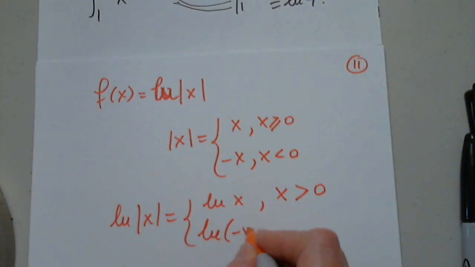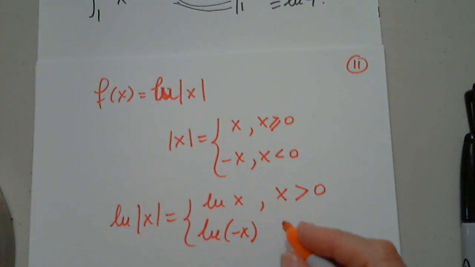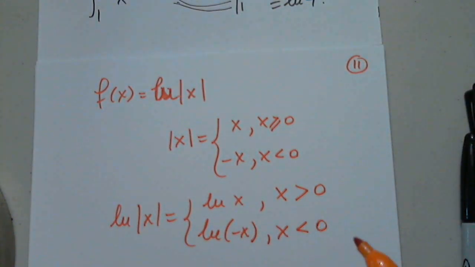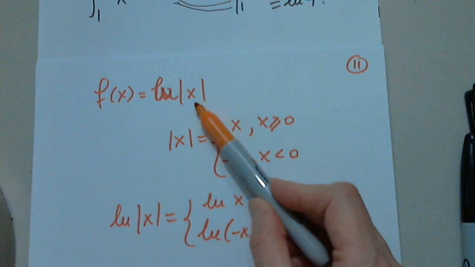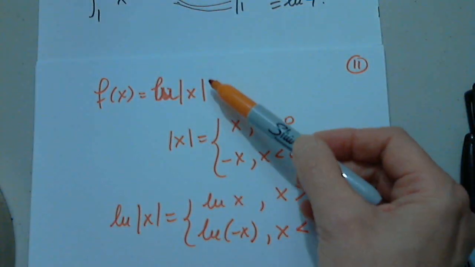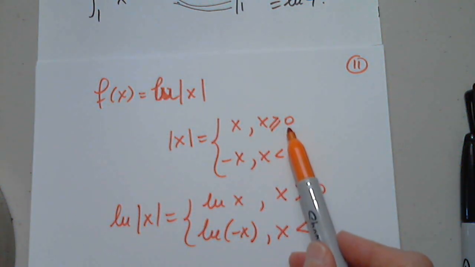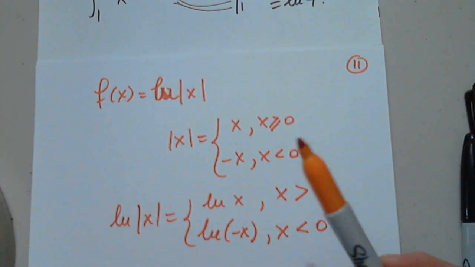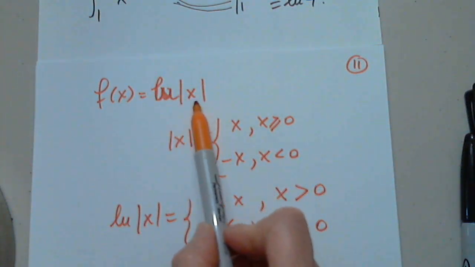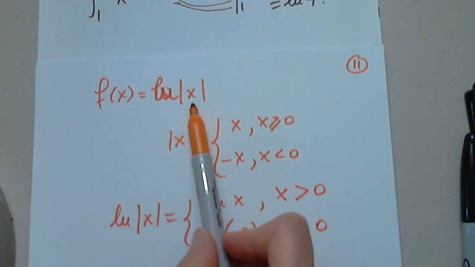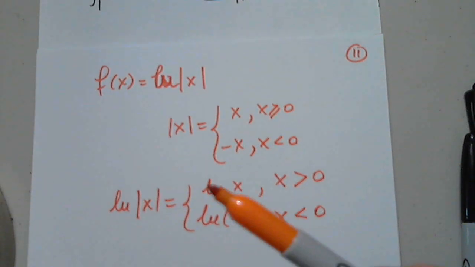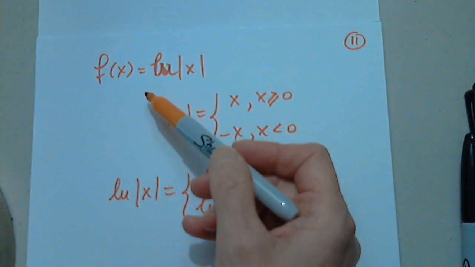So a natural log of negative x for x less than 0. The natural log is applied only to positive numbers, but not to 0, right? 0 is not a positive number. So this quantity is okay as long as x is not 0. So now we want to differentiate this function.